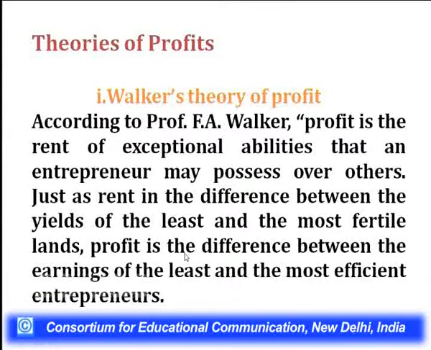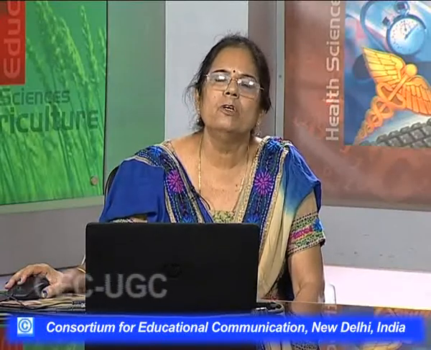So, the entrepreneur's efficiency is not the same. Some are more efficient, some are less efficient. So, we will see who is the most efficient entrepreneur, and the difference between his earnings and the earnings of the less efficient entrepreneurs will tell us what the profits of entrepreneurs will be. If all the entrepreneurs were of the same efficiency, then profits would not have been there. But profits are there because of the difference in the efficiency of entrepreneurs.